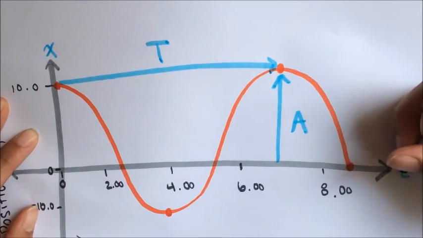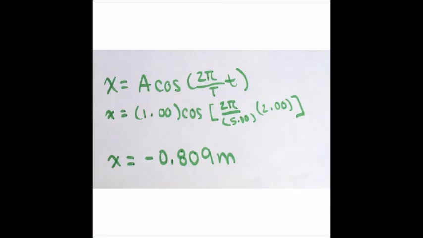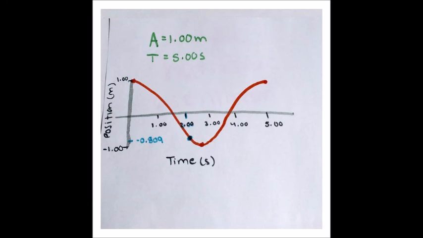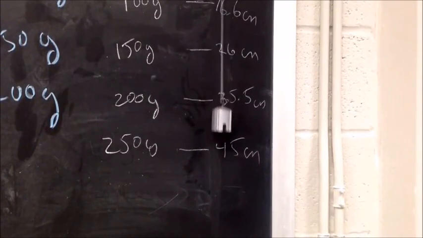So if the amplitude is 1 meter and the period is 5 seconds, the graph would look something like this. And if you wanted to find the position of the mass at 2 seconds, just sub the numbers into the equation and voila, you have your answer. Now it's pretty clear that the video from the beginning wasn't magic at all, just some good old physics.